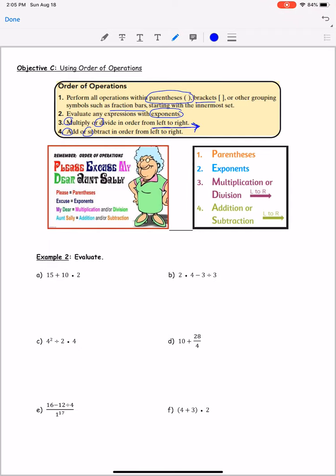So what's important about 3 and 4 is it doesn't matter if you have a division problem first, then multiplication. If this comes first in the left, you've got to divide, then multiply. So don't just think because we're saying divide or multiply or divide that that's the order we're doing that in.